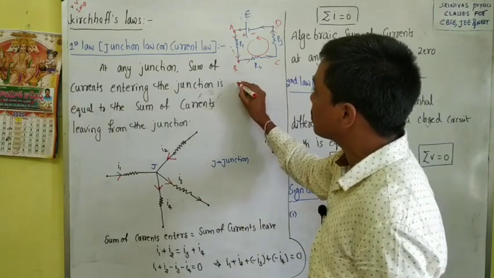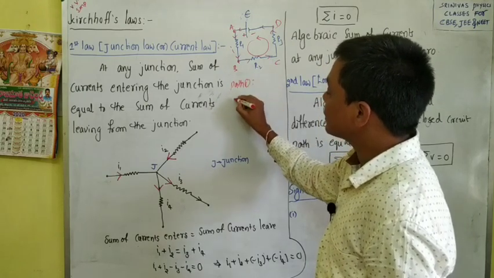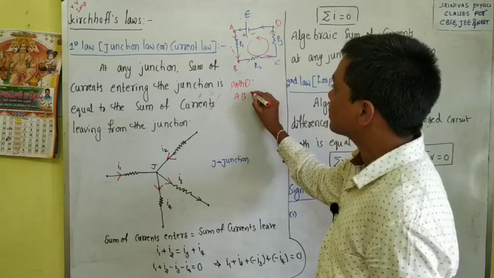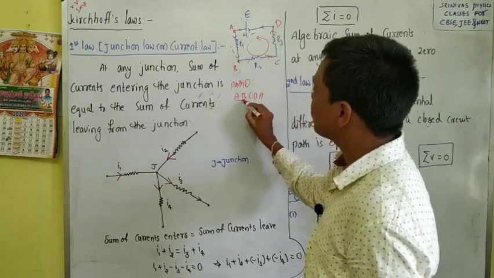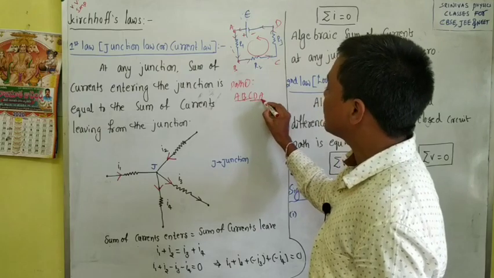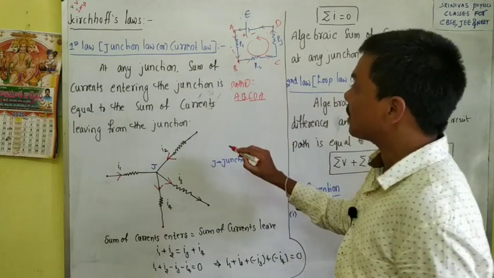I will take a closed path. Path 1 I will take like this. I started at A and go to B, next to C, next D, next A. A to B, B to C, C to D, D to A. This is one closed path.